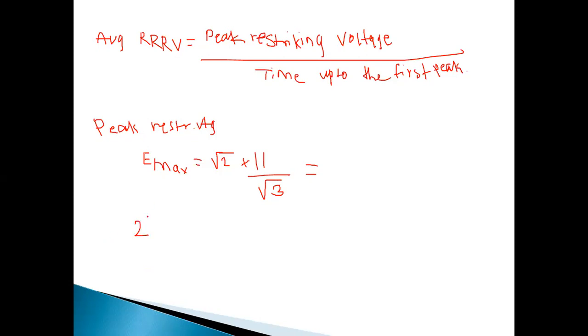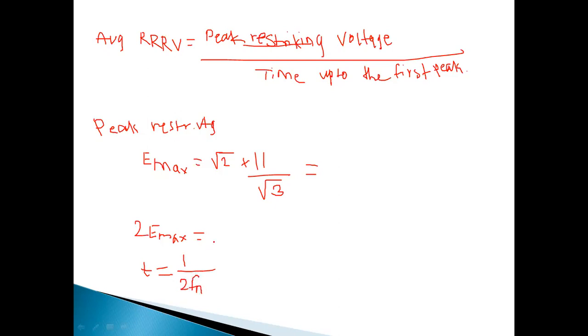Then you have to find 2 Emax, because this is the maximum restriking voltage. Just find this 2 Emax; that is the peak restriking voltage you will get here. Then we have to find the time up to the first peak, and this formula is T is equal to 1 divided by 2 Fn.